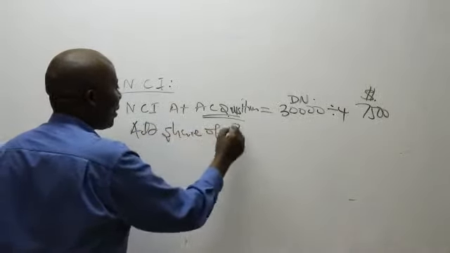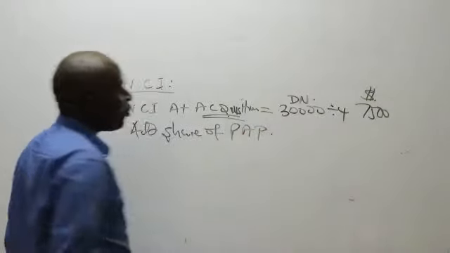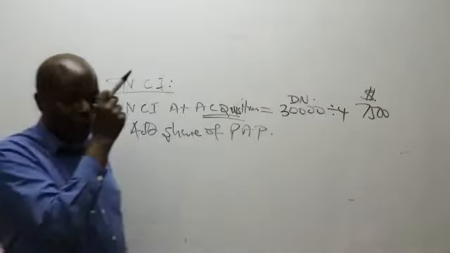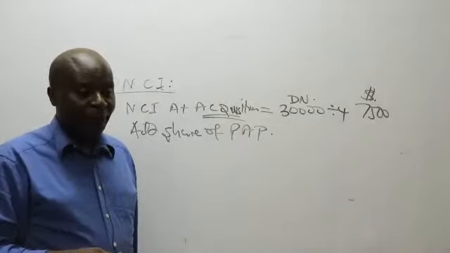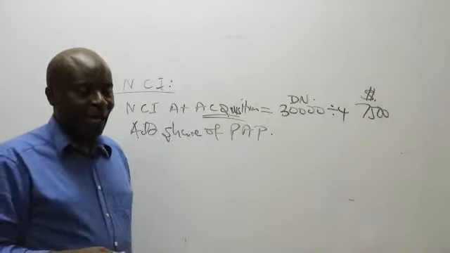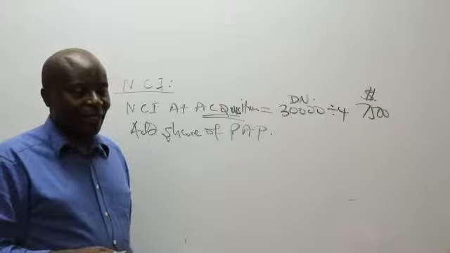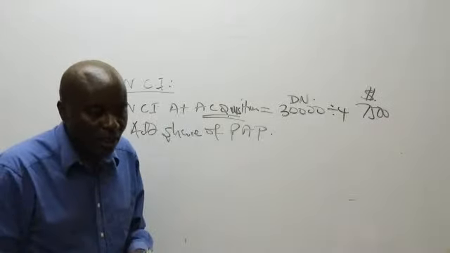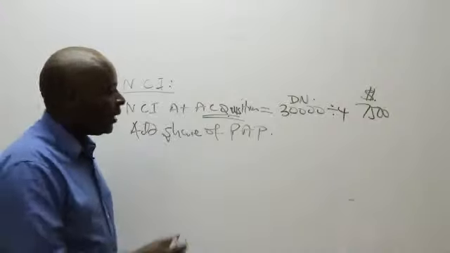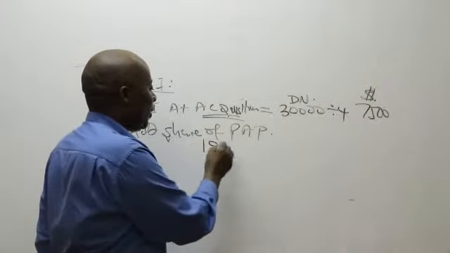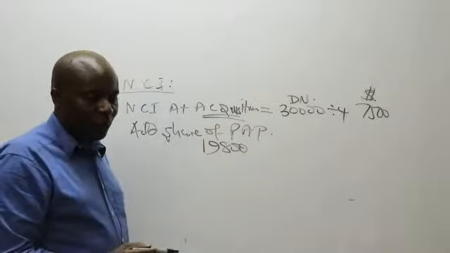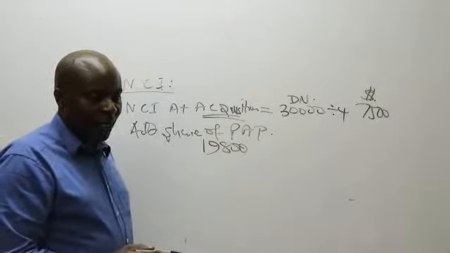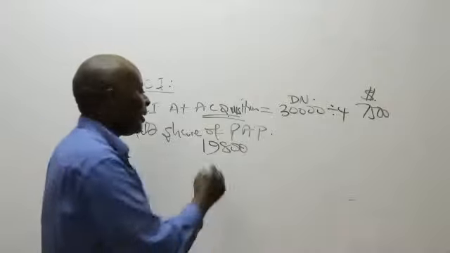Is there somebody who is able to remember the share of POP? 9,300. 19,800 ilikuwa in form of DN, sama ilikuwa in form of dollar. I think DN. So DN, no problem.